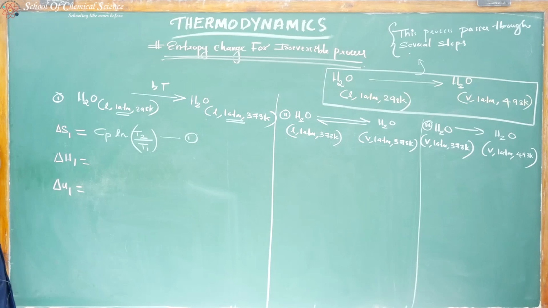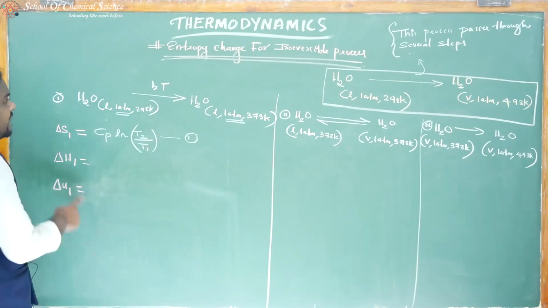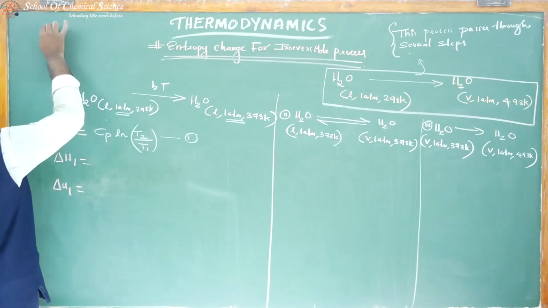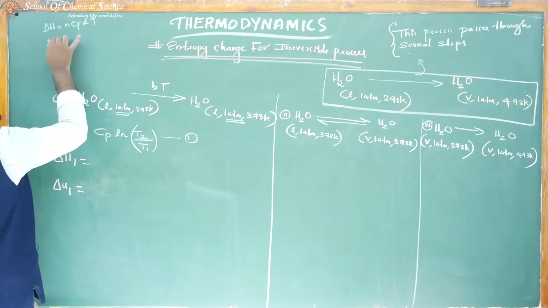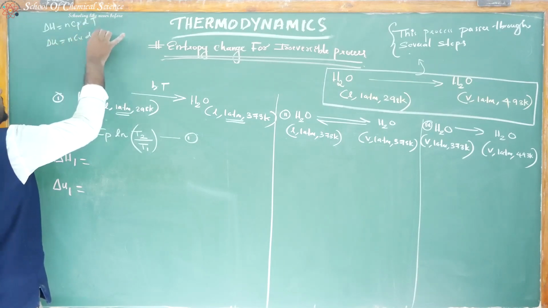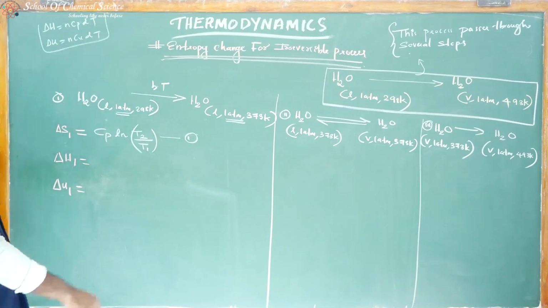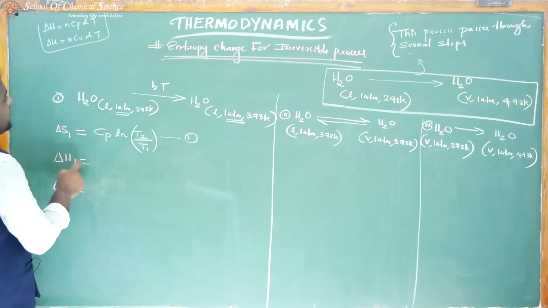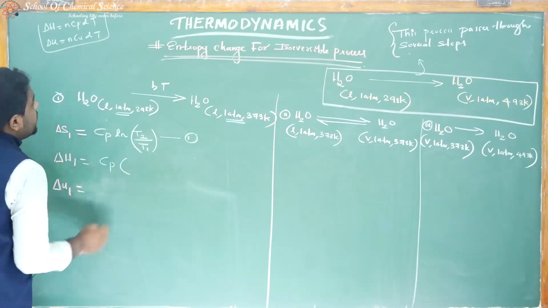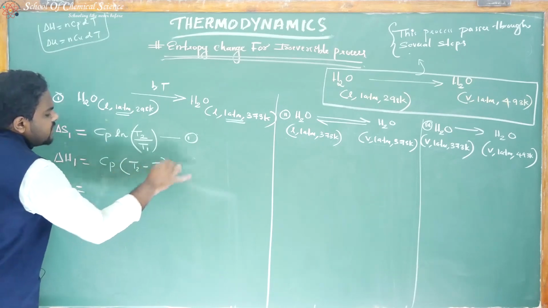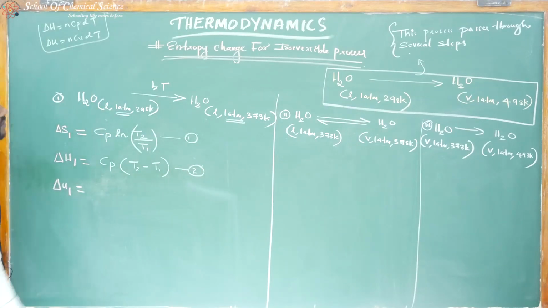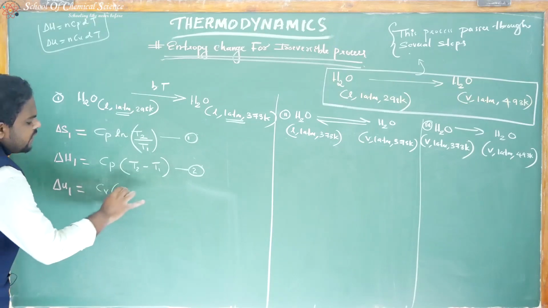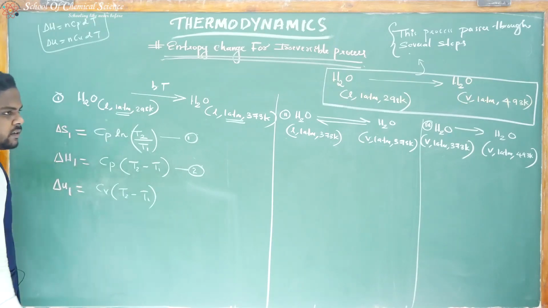It's an isobaric process. The entropy change for an isobaric process we already discussed in the last lecture. Then delta H1: what's the equation for delta H? Delta H is equal to n Cp dT, and delta U is equal to n Cv dT. That equation was already discussed in the beginning. So here n is equal to 1, so delta H1 is equal to Cp into dT, where dT is T2 minus T1. This is equation number 2. Delta U1 is equal to Cv into T2 minus T1.